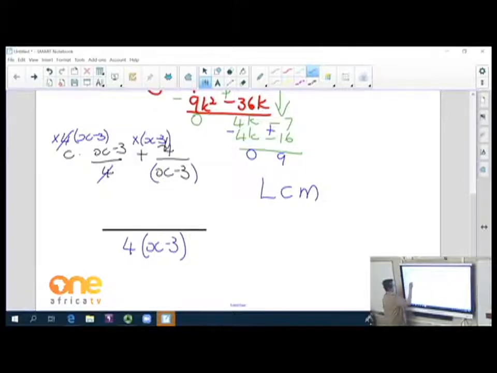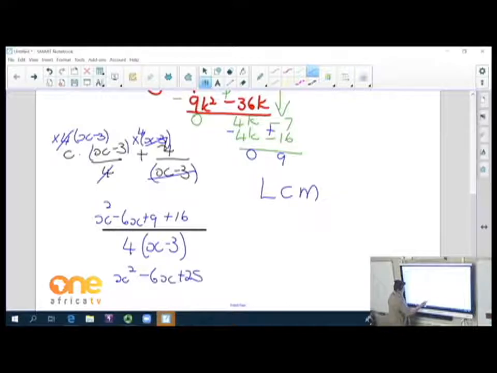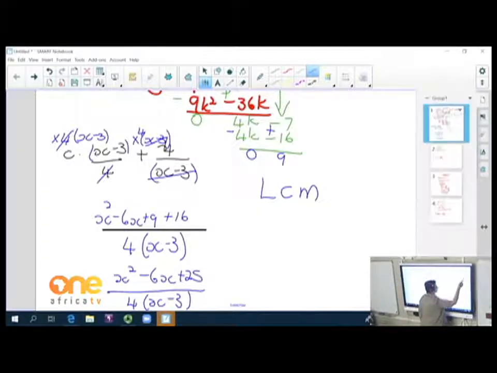So now you still have to multiply those two brackets together, which is x squared minus 6x plus 9, each one with each one there. This will cancel out. I have to multiply with 4x minus 3, so that will then be plus 16. So this gives us x squared minus 6x plus 25, and this is then over 4x minus 3.